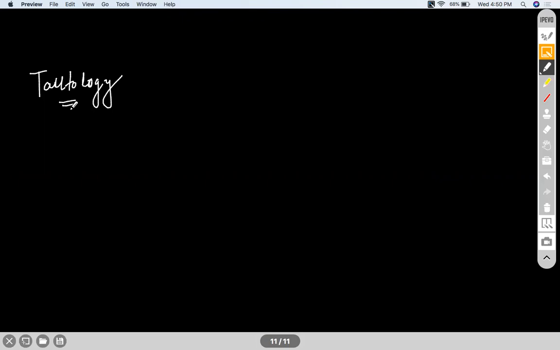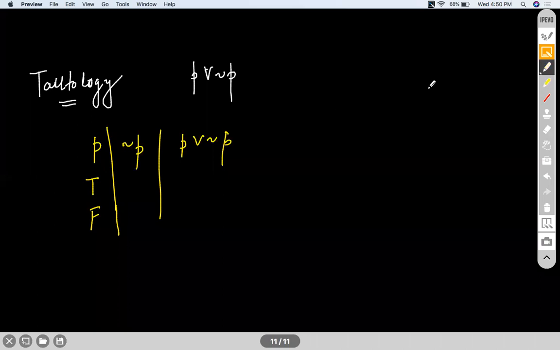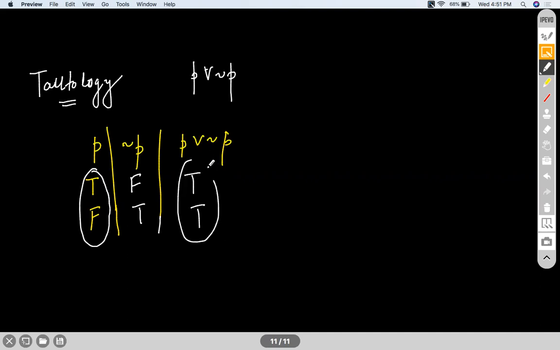Okay. Let me give you an example. Let's say P or not P. Is it a tautology? So here P is a component statement. Let us draw a truth table for this. So this can only take true or false, right? So the negation of it will be false or true. And if you take the OR, it will be true, true, true. So irrespective of whether this is true or false, this is always true. So this is actually a tautology.